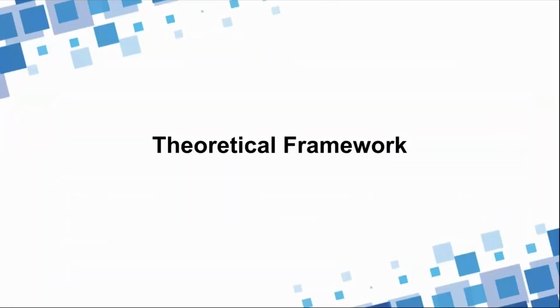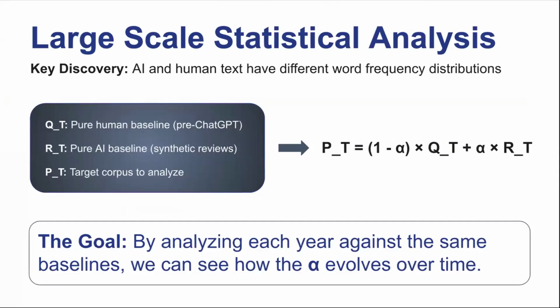So here's the theory behind word frequency distributions, based on the studies that I've looked at. We've discovered that AI and human text have different word frequency distributions. And so we decided to go for a large-scale statistical analysis, which means that we will be looking at this formula, where Q_t is our pure human baseline, pre-ChatGPT, and R_t is our pure AI baseline. So these will be reviews generated completely by large language models.